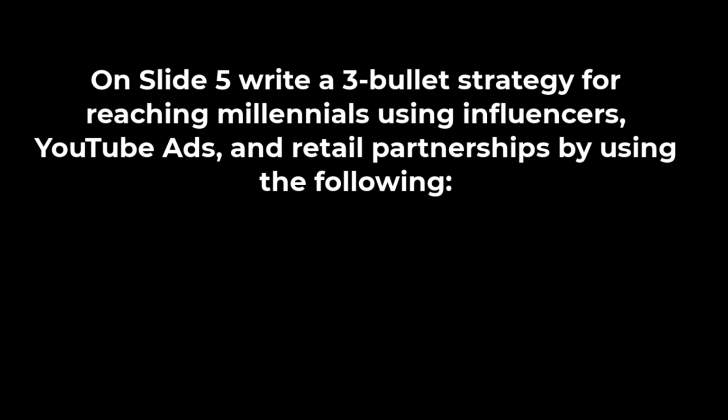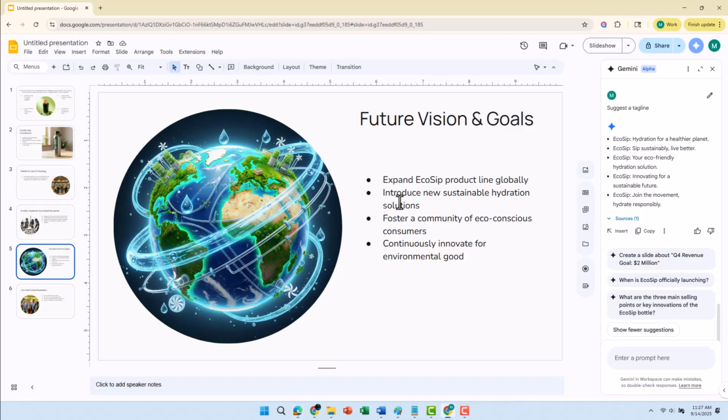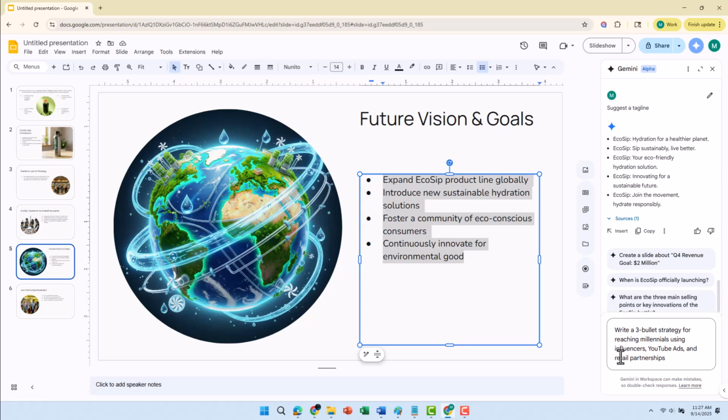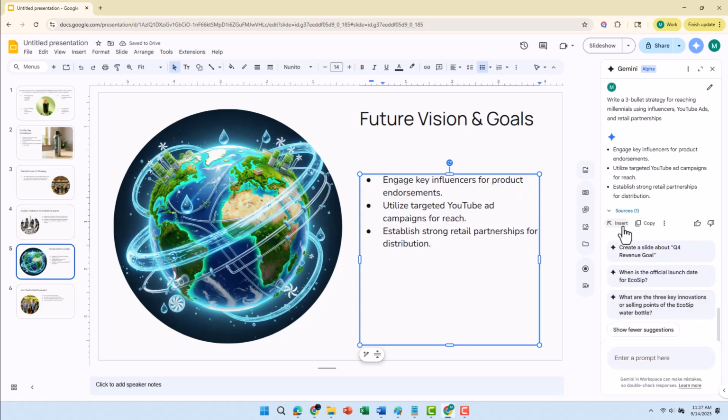On slide 5, write a 3-bullet strategy for reaching millennials using influencers, YouTube ads, and retail partnerships by using the following prompt. Write a 3-bullet strategy for reaching millennials using influencers, YouTube ads, and retail partnerships. You may have to adjust some of the elements for a more visually appealing presentation.